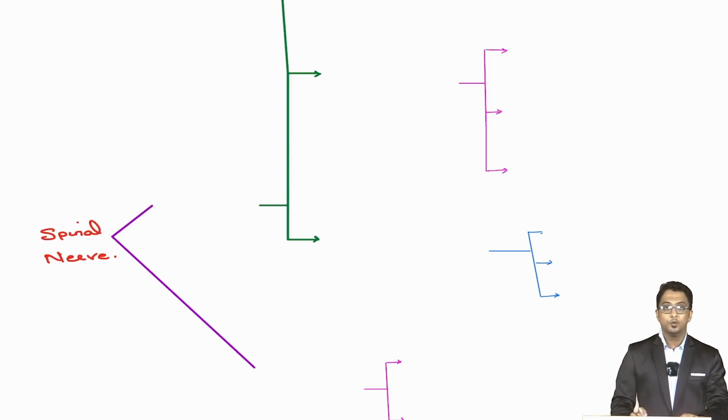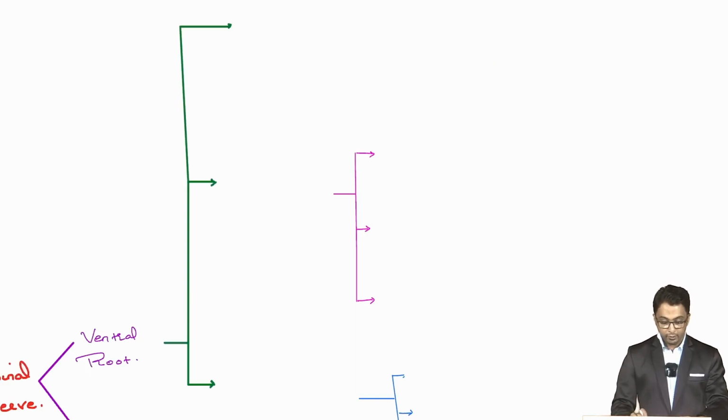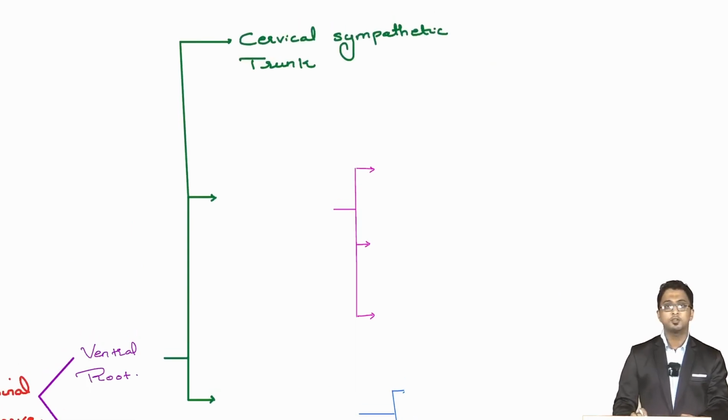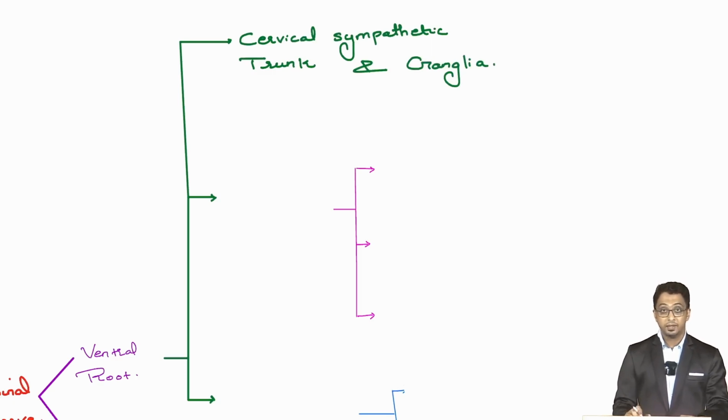So I'm going to discuss with you spinal nerve. From there, you know it now, there is a ventral root and a dorsal root. Related to the ventral root, we have something known as the cervical sympathetic trunk. You studied it associated with various structures. Cervical sympathetic trunk and ganglia. Carotid sheath, remember, we studied deep cervical fascia. So I'm going to discuss that in a little detail in the end.